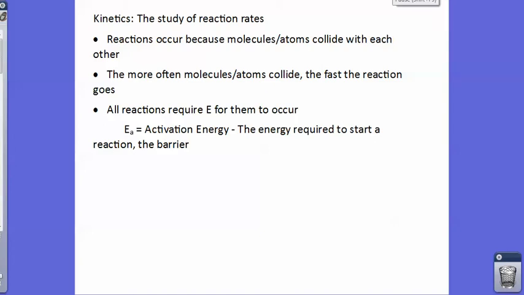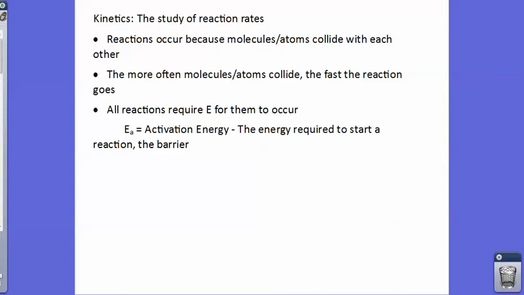So throughout the year, we've kind of been referring to kinetics indirectly. So we're going to take the time now to officially talk about it. Kinetics is the study of reaction rates. Reactions occur because molecules and atoms are colliding with each other.